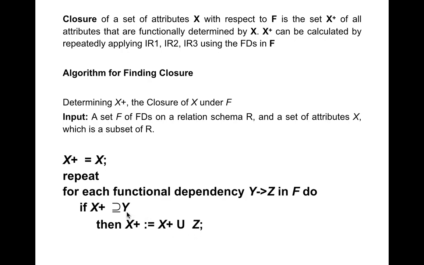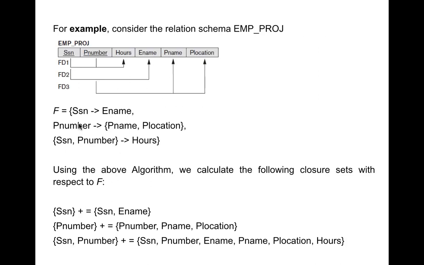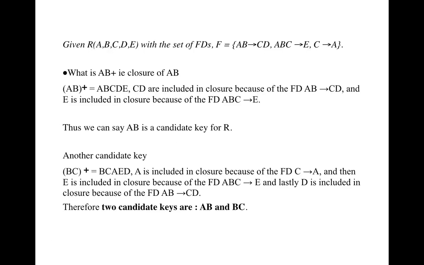So since SSN is already there in X plus, SSN gives ename, that ename is also added along with the closure. So that's how SSN P number closure consists of SSN, P number, and after that ename is added. And similarly, since P number is there, P name and P location are added. That's how the closure is built upon. We can consider one or two more examples to understand this. You can expect these kind of problems for exam.